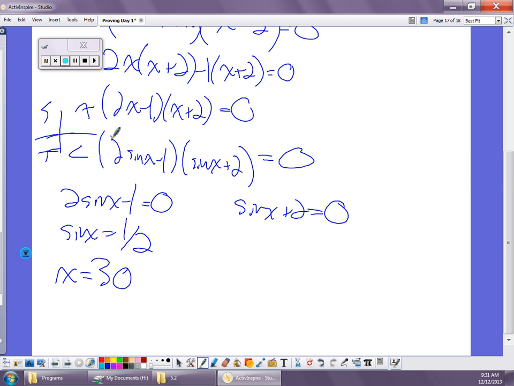Where else is sine positive? Right, 150. This is 30 degrees, so you just do 180 minus 30, 150. Let's look at this. You get sine x equals negative 2.